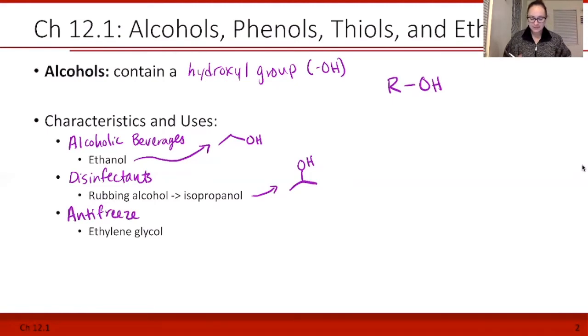And the last one is a little bit different: antifreeze. Antifreeze is made out of ethylene glycol, which is called a diol. You don't need to worry about that, but it has 2 alcohols on it, or 2 hydroxyl groups. It looks like this. This is the stuff that you put in your car to make sure that your car doesn't freeze, and it's in coolant solutions and stuff like that. It is an alcohol.